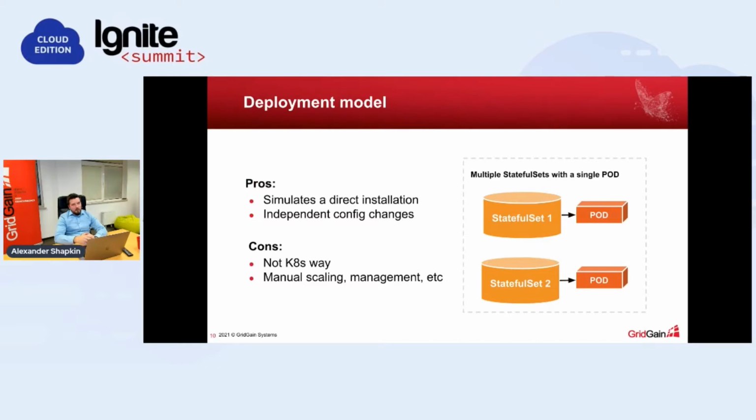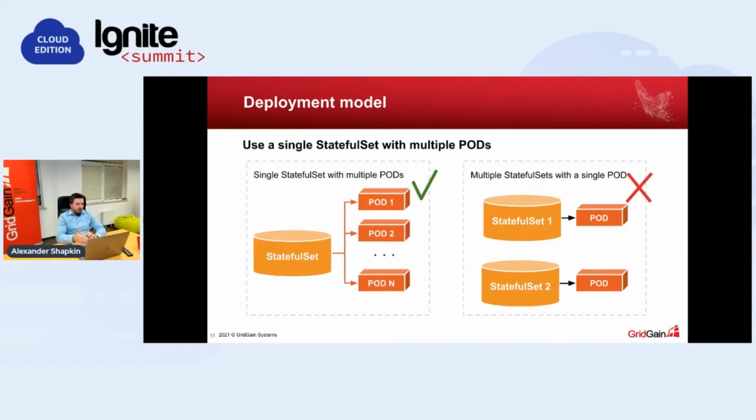Now let's check pros and cons of having multiple stateful sets with a single pod. Well, this configuration simulates a well-known direct installation in a non-Kubernetes environment, where you have multiple VMs that runs your nodes. Also, it allows you to make independent changes to your nodes. And the limitations are also straightforward. As a result, we will have a configuration duplication, tricky management, and so on. That's why I recommend you to use a single stateful set resource with multiple pods.